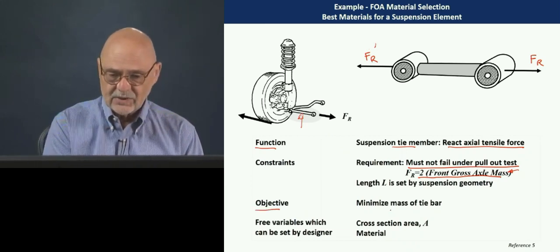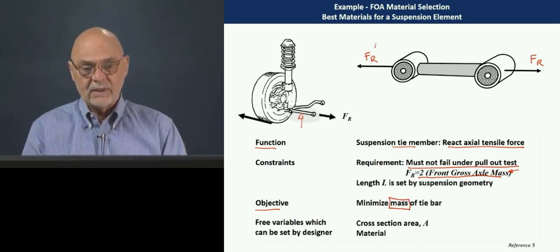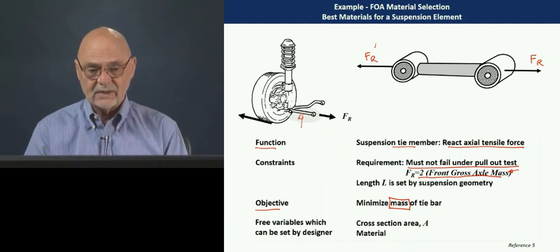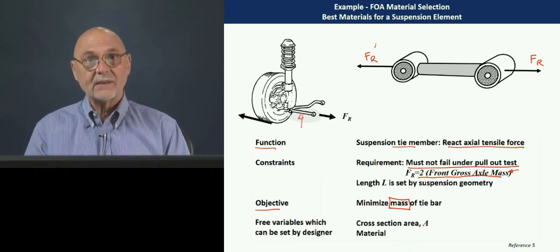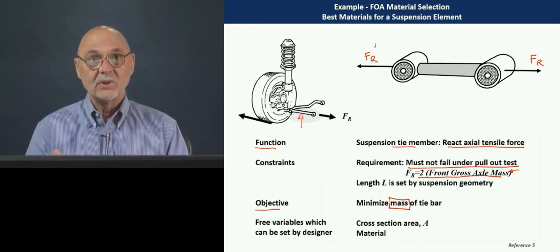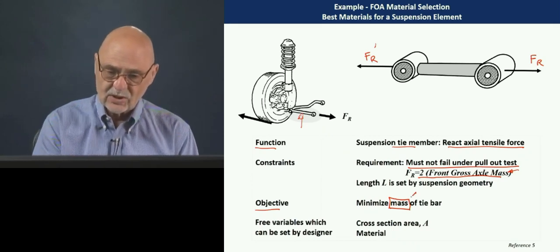Our objective here is to minimize the mass of the tie bar. We could have other functions. We could want to minimize the cost of the tie bar. We could want to minimize the amount of CO2 gases that were expelled when we created the material for the tie bar. Okay, so those are all possibilities. We're going to use this one.